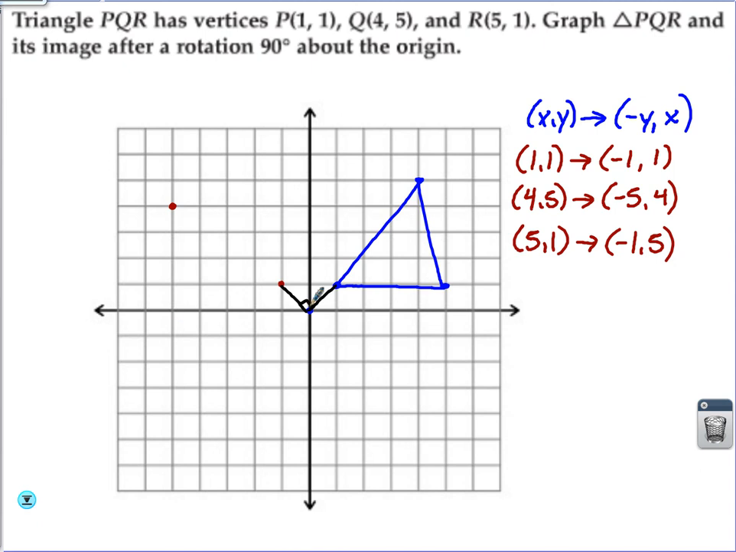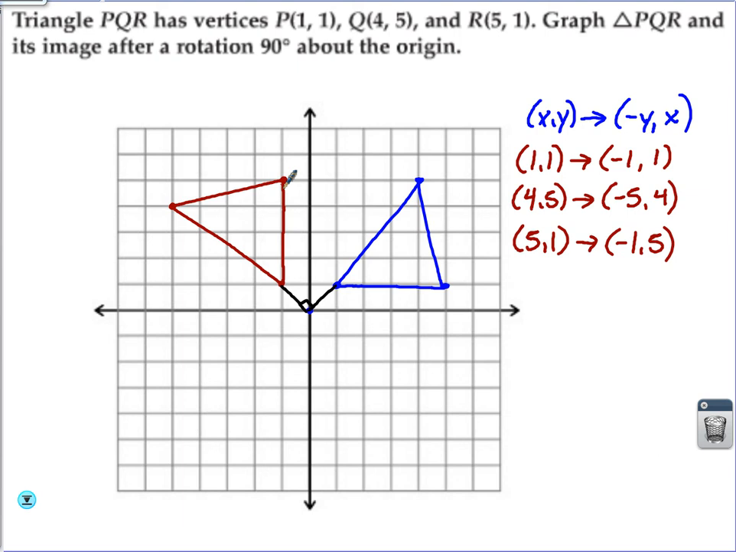You have a right angle. And the last one's at negative 1, 1, 2, 3, 4, 5. And you can test that. Draw a line to here, draw a line to here, and you're going to have a right angle. There, there, there. You took that triangle and you rotated it 90 degrees about the origin.